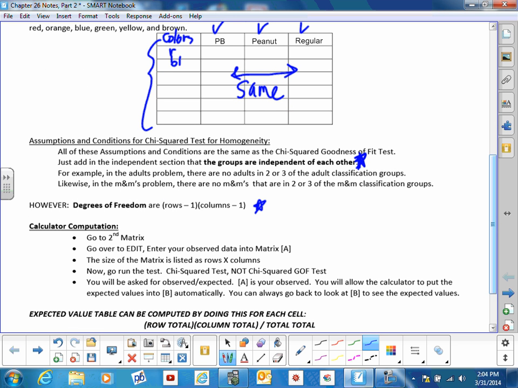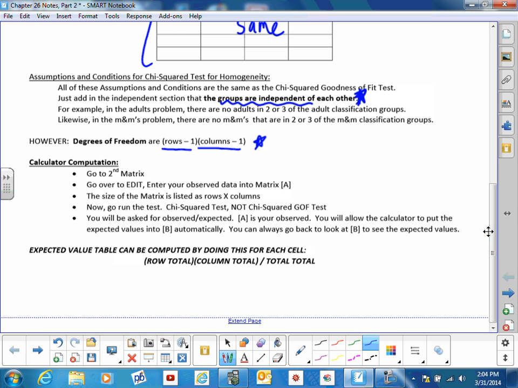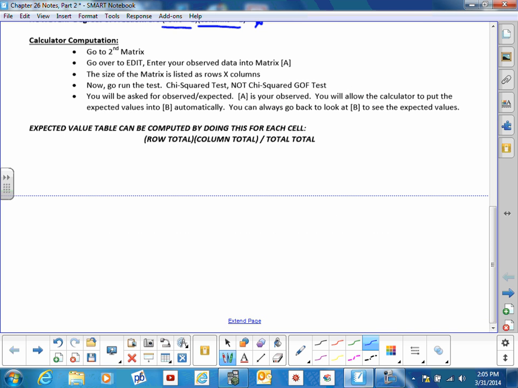Okay. And so, the difference in our conditions was just that. Since you had multiple groups, you had to say that the groups are independent of each other. And also, since we had multiple groups, we did not just have categories minus 1. We also had to multiply that times rows minus 1 or columns minus 1 for the degrees of freedom. So the added dimension changed our degrees of freedom. Then we also talked about how the computation in the calculator is much different than goodness of fit. Last Thursday we did the chi-squared goodness of fit.